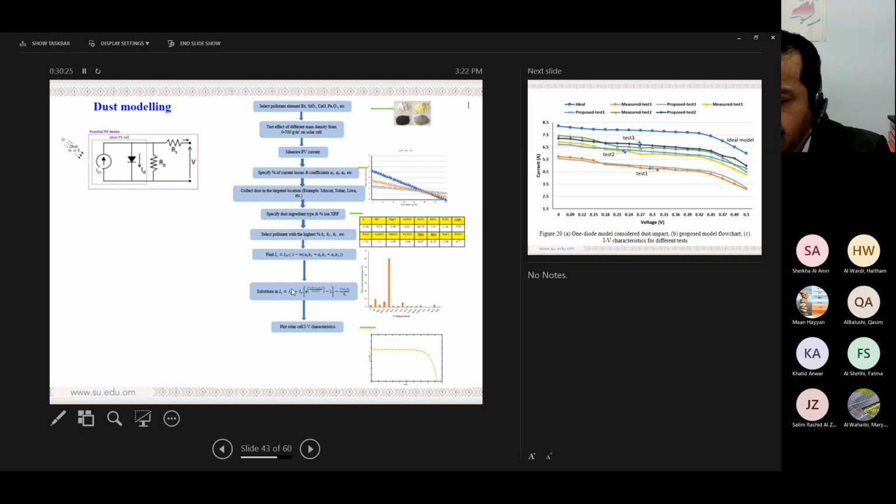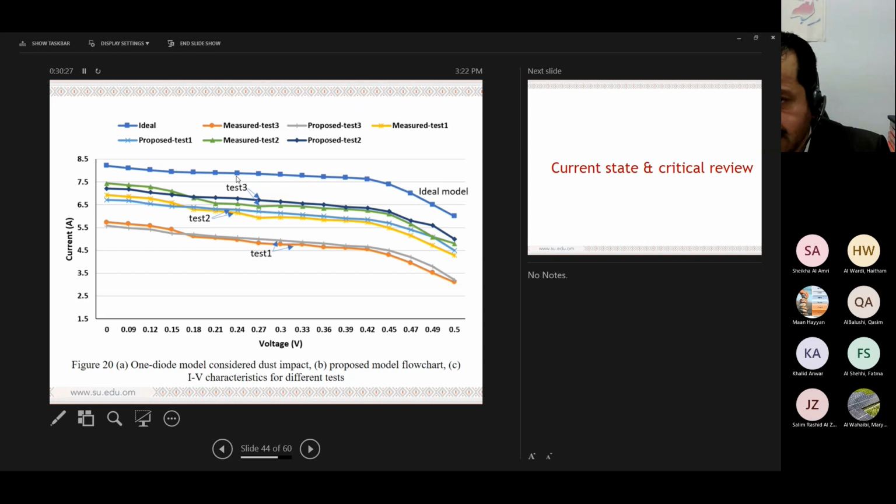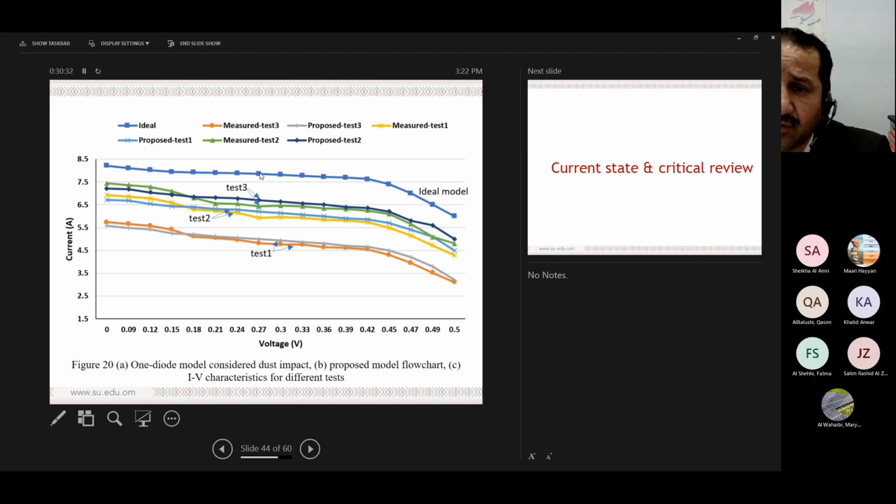And this gives wonderful, interesting results. You see here, as an example, we took different scenarios, different tests, to check the validity of our model. At the top is the IV curve: this is current, this is voltage for the ideal model, which did not consider dust impact. But here, 3 cases, 3 tests, we try to change the percentages of the dust ingredients and introduce the new collection to our model, take the measurement, and compare the experimental work with the model results.